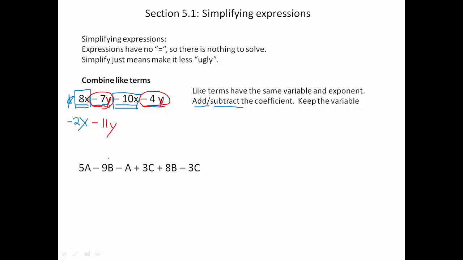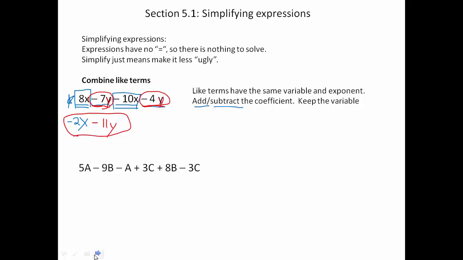And believe it or not, this is my final answer. I can't solve for x or y. I don't know what either of them is because there's no equal sign. This has just taken a very ugly expression and made it a little bit simpler. So right here, I have my final answer.